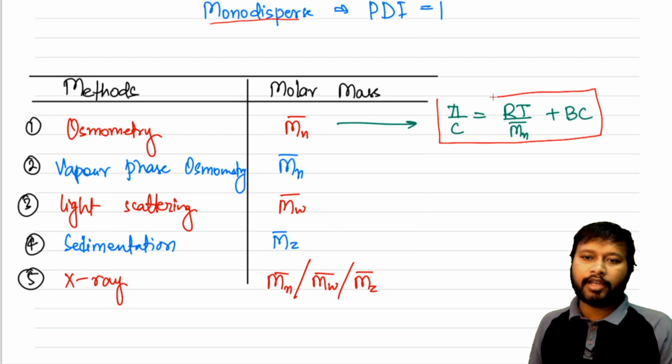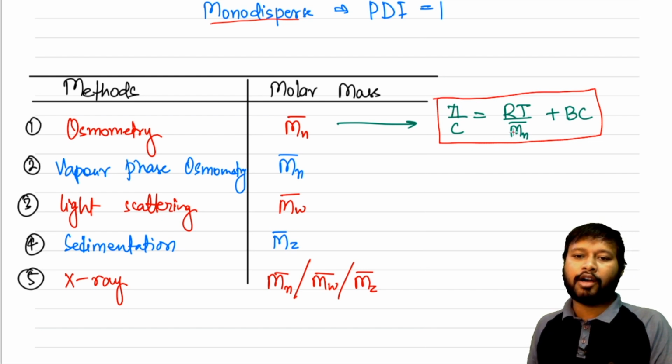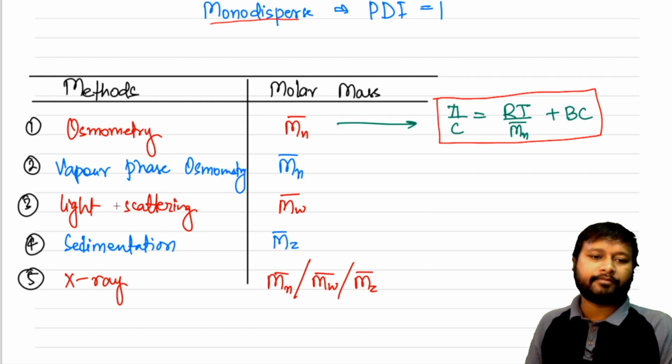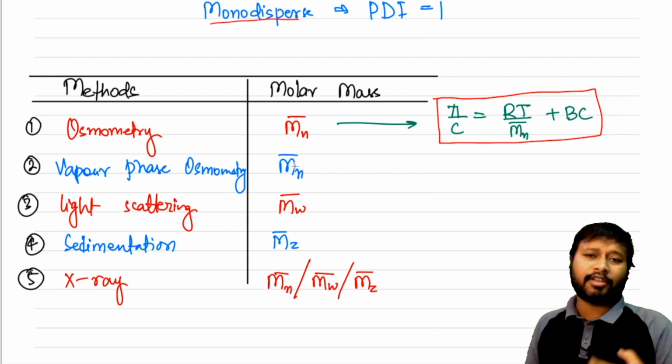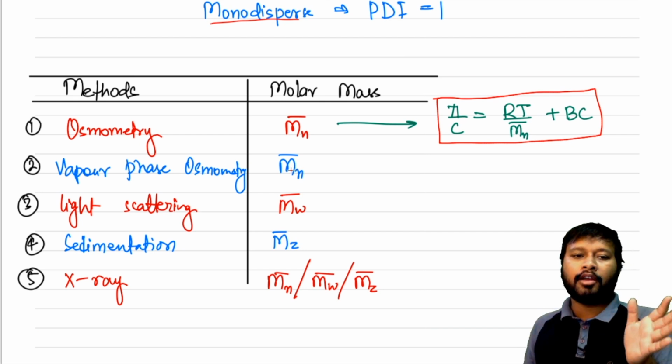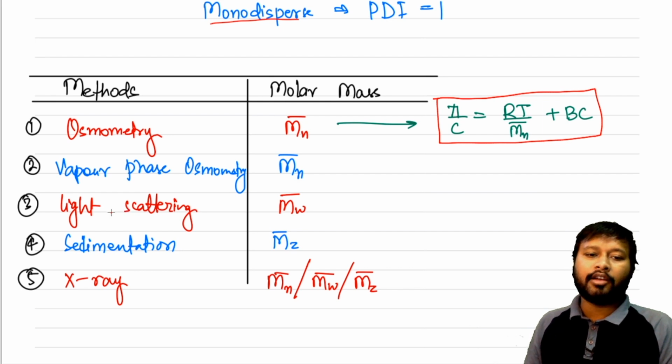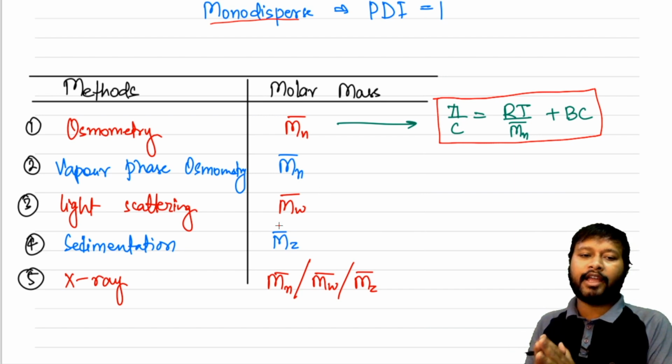Osmometry has a particular formula. The osmotic pressure is calculated by this formula: pi upon C equals RT upon Mn plus Bc. Okay, where C is the concentration, R is your gas constant, B is a constant, T is the temperature, Mn is your number average molecular mass, pi is your osmotic pressure. Okay, vapor pressure osmometry is also calculated using the same formula, using your number average molecular mass. So number average molecular mass is responsible for both osmometry and vapor pressure osmometry. Okay, light scattering is a method by which you calculate the weight average molecular mass. So weight average molecular mass can be calculated through light scattering.